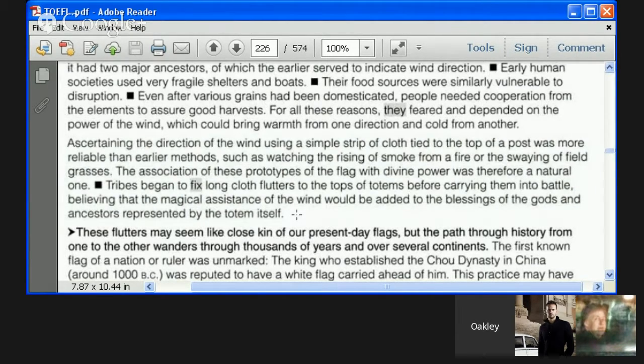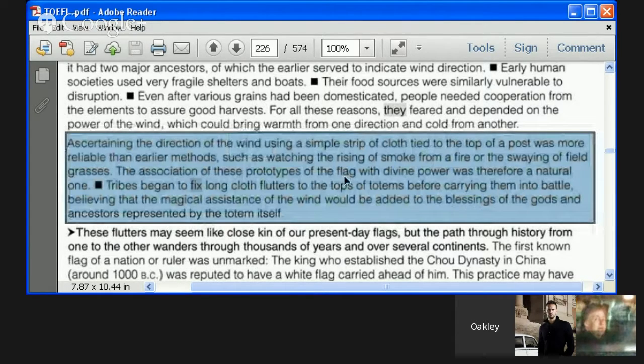Maybe this part explains how a flag came to be used, for example wind, and the ancient tribes, maybe carrying the flag in battle, or how the flag was used in the past. Keeping it simple: wind's influence on the development of the flag. Okay, wind's influence.